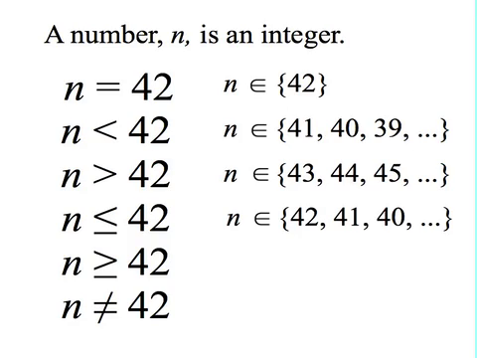For N is greater than 42, that set is the same for integers as it was for counting numbers. But for N is less than or equal to 42, that's different. There's no endpoint on the low end because integers go on forever in a negative direction. So that's read N is a member of the set 42, 41, 40, and so on. And then for N is greater than or equal to 42, that's the same as the set we had for counting numbers. And once again, for N does not equal 42, we don't really need to write that. It's simpler to just write N does not equal 42.